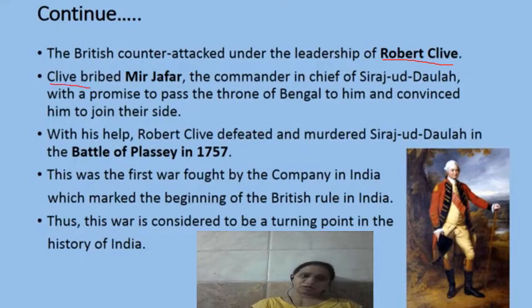Now, the British East India Company knew that if they directly fight with Siraj-Ud-Daulah, then again they are going to be defeated. So what they did? They bribed Mir Jafar, who was the commander-in-chief of Siraj-Ud-Daulah, means सेनापति था सिराज-उद-दौला का. उसको रॉबर्ट क्लाइव ने क्या किया?